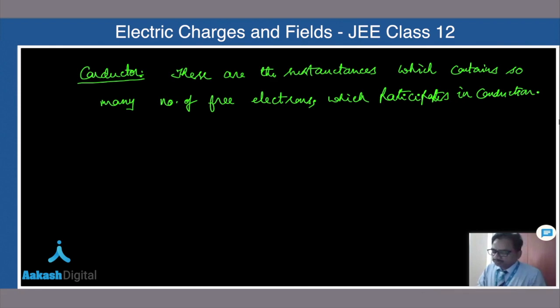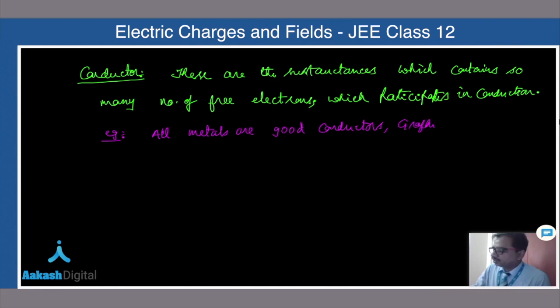Okay students, what are the examples? If you consider the metals, all metals are good conductors. Graphite also you can take. Graphite is also a good conductor, right? The human body is also a good conductor.